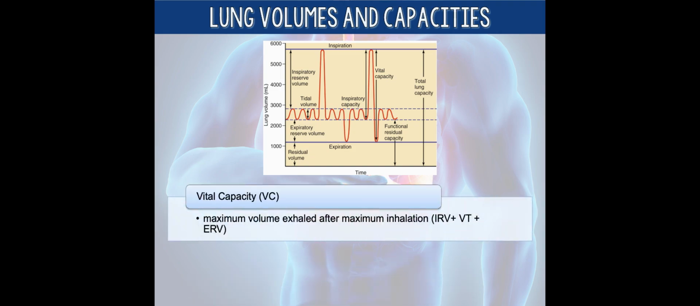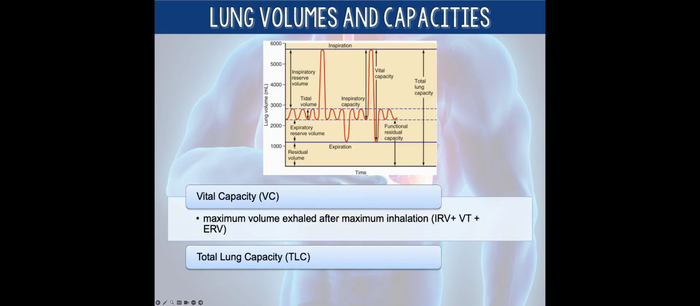Your vital capacity is the maximum volume of air that's exhaled after maximum inhalation. So that's your IRV plus your tidal volume plus your ERV. When you take a really deep breath until you can't anymore, and then you breathe out all the way until you can't breathe out anymore, that is your vital capacity. The only thing that's not added on there is your residual volume.